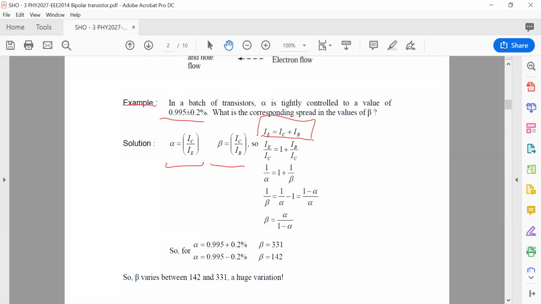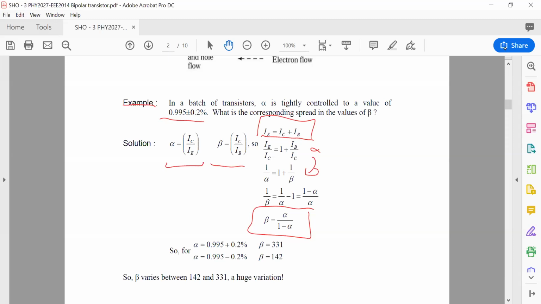The emitter current is the combination of the collector and base currents. If we divide through that expression by IC, we get to something like this, which we can rearrange, and you get 1 over alpha is equal to 1 over beta plus 1. Some further rearrangement, and you can show that you get beta as a function of alpha over 1 minus alpha, to be precise.